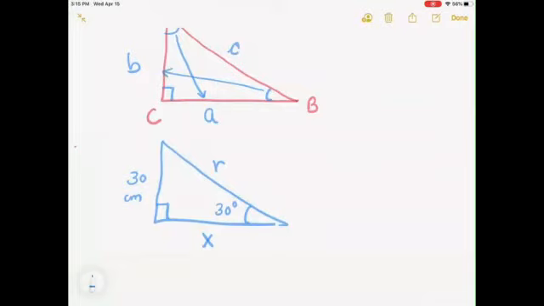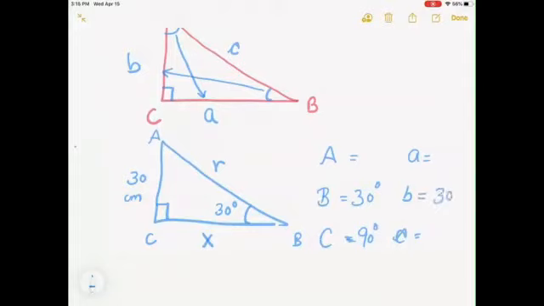First I'm just going to label everything. This is A, this is B, and this is C, so A and lowercase a, B and lowercase b, C and lowercase c. Let's put everything we know here. Angle A is not known, so I'm putting nothing there. B is 30 degrees and C we already know is 90 degrees. For the side lengths, AC, which is right across uppercase B, is side length b, which is 30 centimeters.